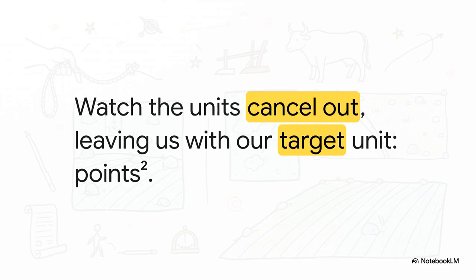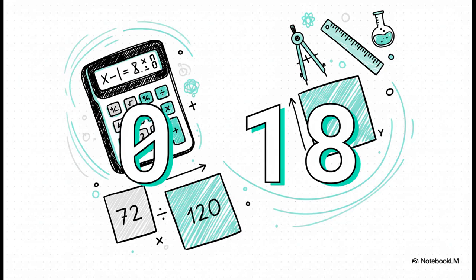And here's the beautiful, almost magical part of this method. Just watch the units. The gray squared on top cancels with the gray squared on the bottom. Boom! Then the inch squared that we just created on top cancels with the inch squared on the bottom of the next fraction. Boom! And what are we left with? Points squared. It's a perfect self-checking system. So, you punch all of that into your calculator. 0.50 times 72 squared divided by 120 squared, and you get this nice, clean number, 0.18.